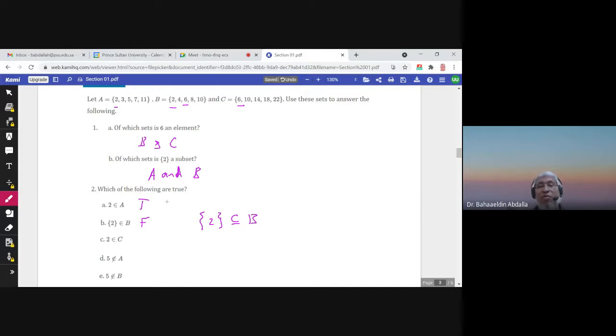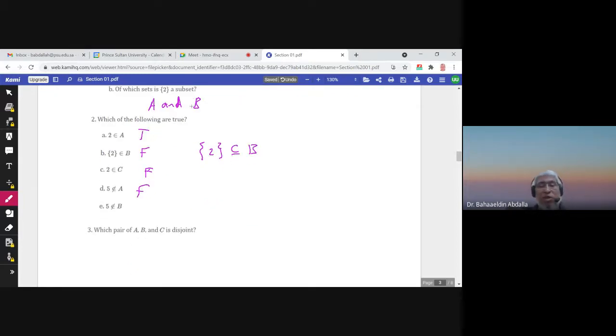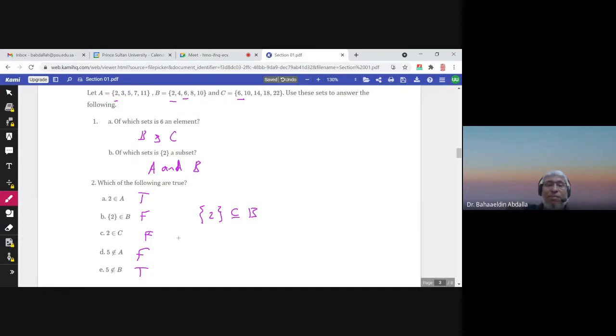2 is an element of C? No, so this is not correct. 5 is not in A? No, 5 is in A, so this is false. 5 is not in B? Yeah, 5 is not an element of B, so this is true.